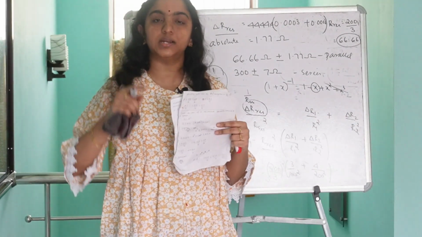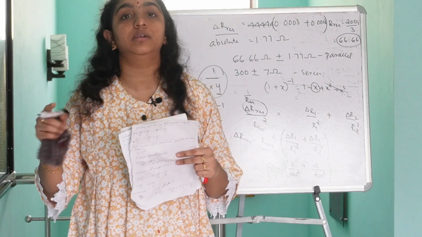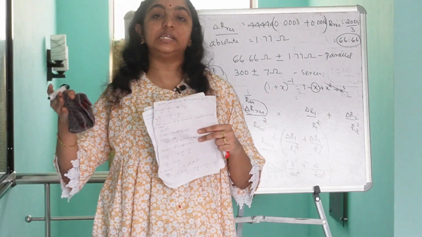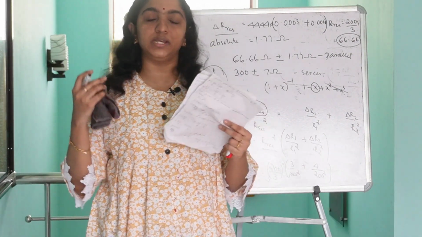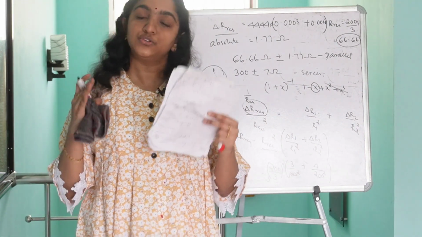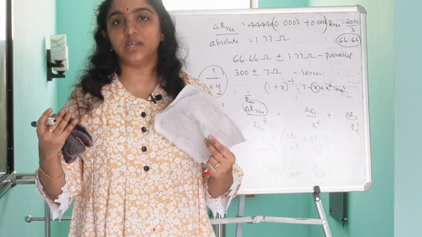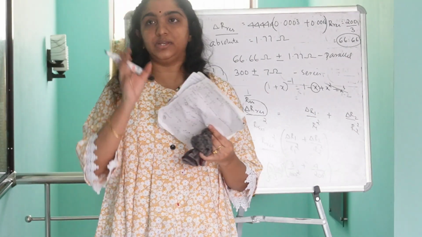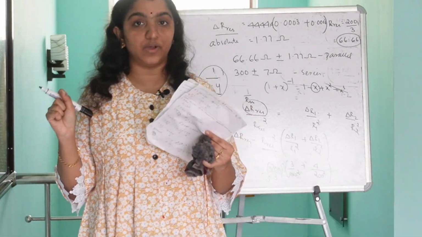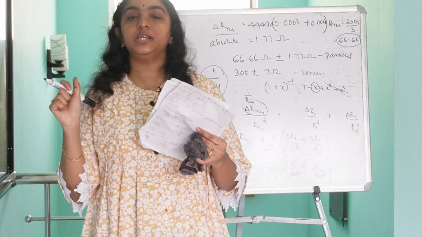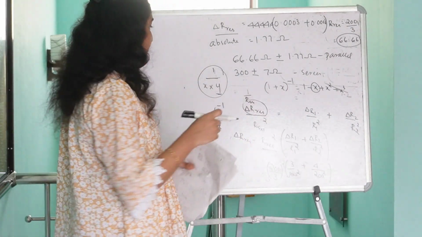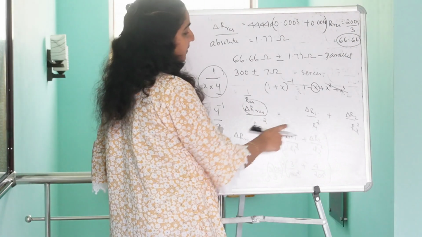We know 1 by R resultant is equal to 1 by R1 plus 1 by R2, so all these terms get cancelled. Here we are finding the maximum possible value. When we have multiple cases and we have to find the maximum possible value, we consider only the positive values and add them up. So I got an equation like this.